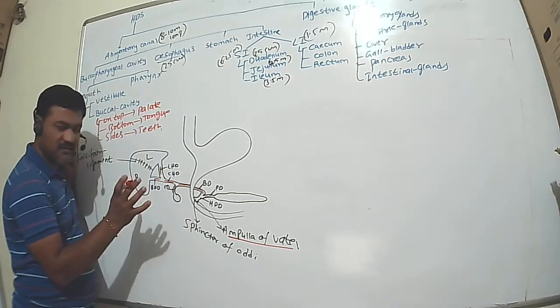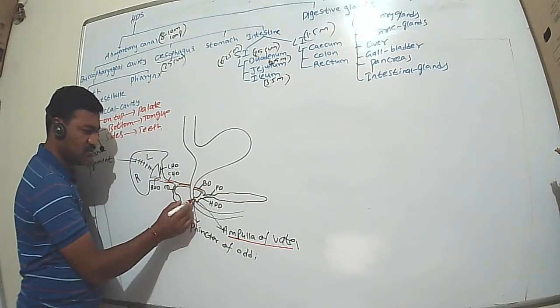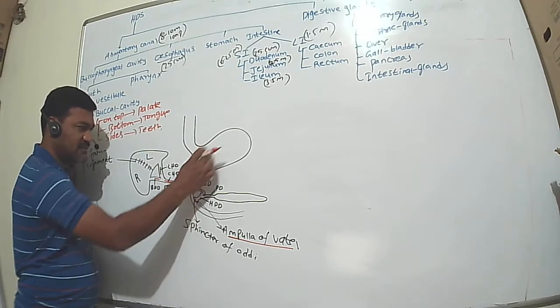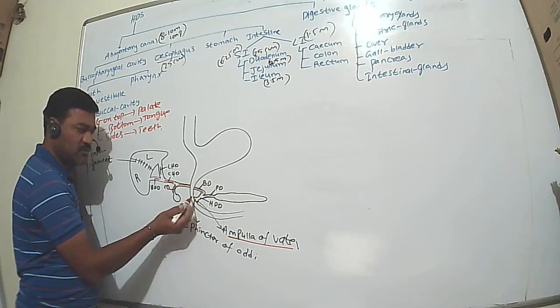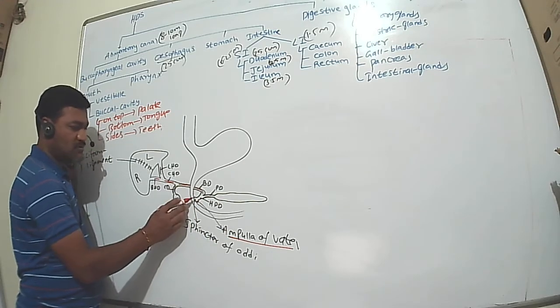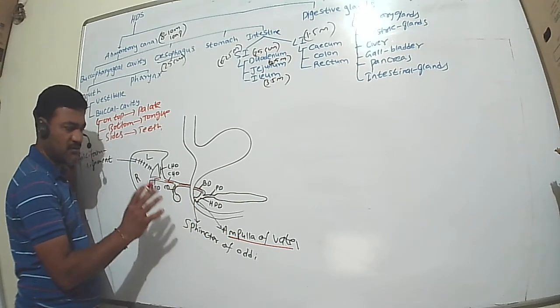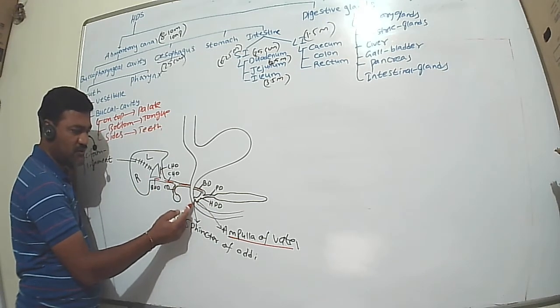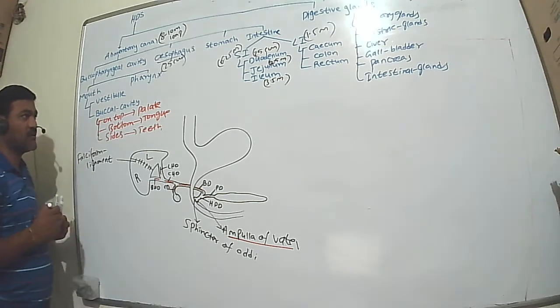Ampulla of Vater is a sac. Whenever the bile juice comes into the ampulla of Vater, it is temporarily stored there. Only upon the arrival of the food, the acidic chyme, when it comes into the duodenum, only then the ampulla of Vater will release the bile juice or the pancreatic juice. So ampulla of Vater is a temporary storehouse of bile juice and pancreatic juice that is poured into the duodenum through this sphincter of Oddi.